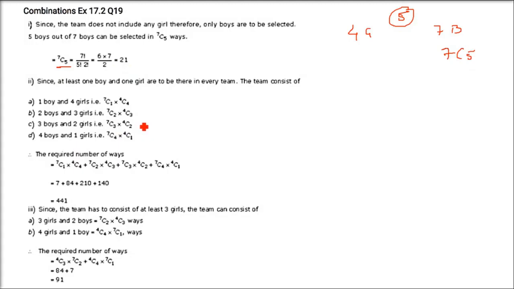The second is at least 1 boy and 1 girl. So 1 boy and 1 girl has to be there. You can go up to whatever number you want. So let us start with the boys. You take 1 boy. You have taken 1 boy. Now you have to make it 5. So you can take 4 from the girls. All the girls you can take. Now you take 2 from the boys.